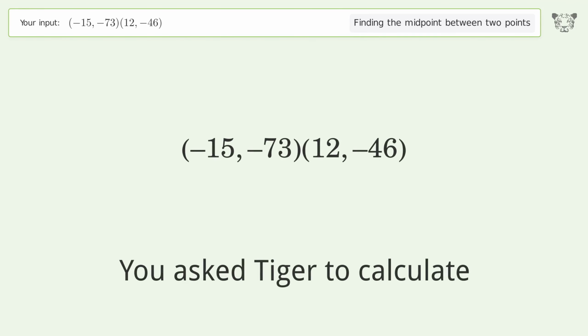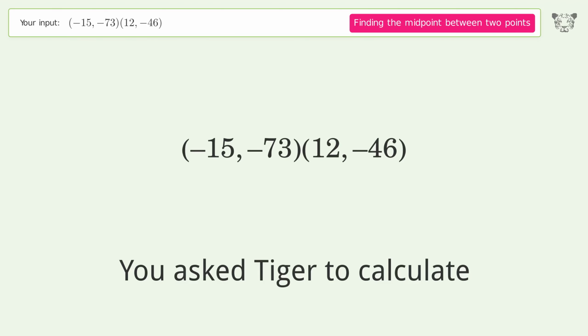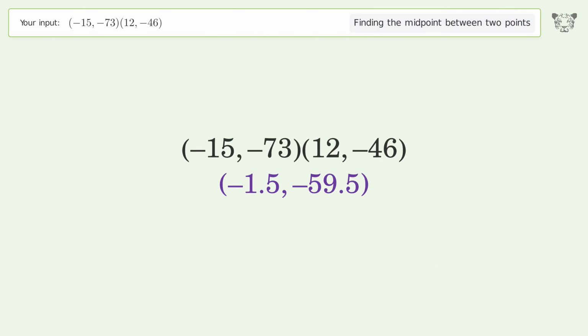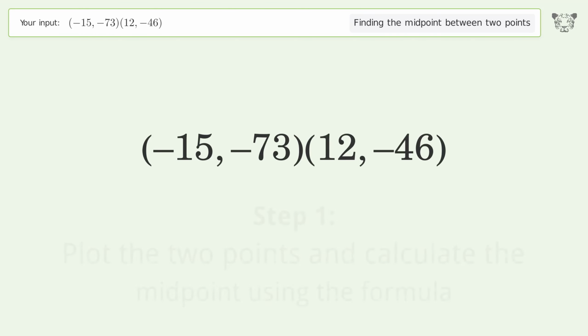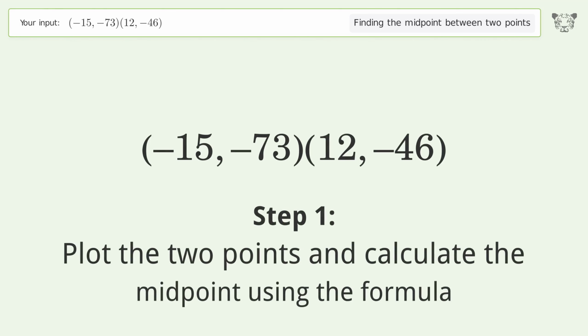You ask Tiger to calculate. This deals with finding the midpoint between 2 points. The midpoint between the 2 points is -1.5, -59.5. Let's solve it step by step. Plot the 2 points and calculate the midpoint using the formula.